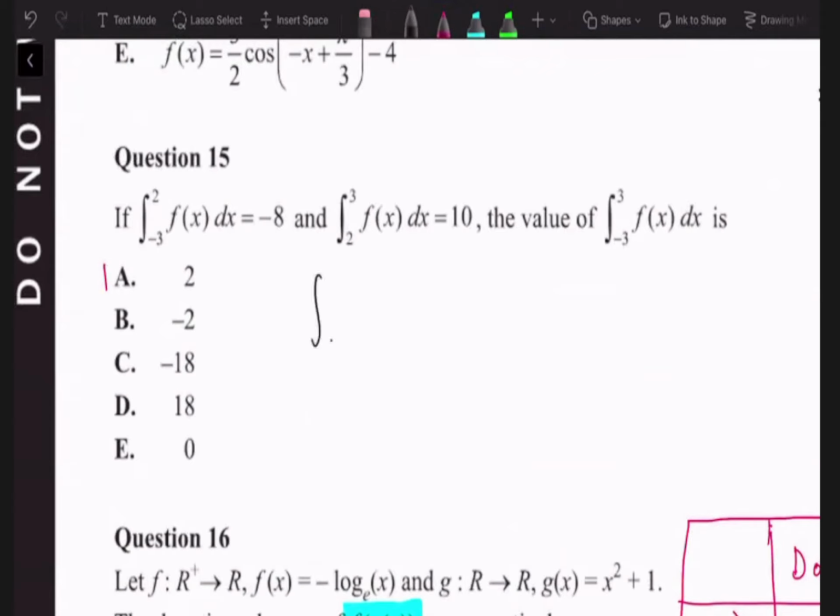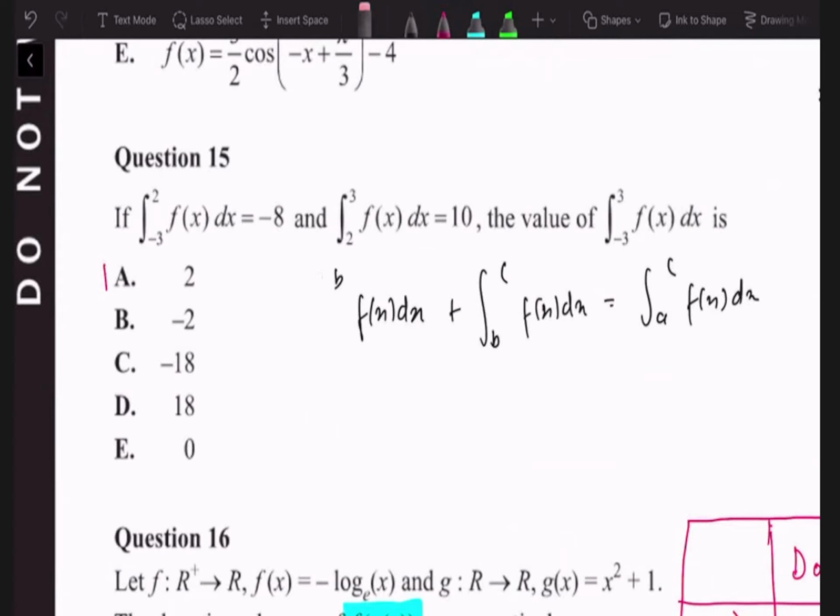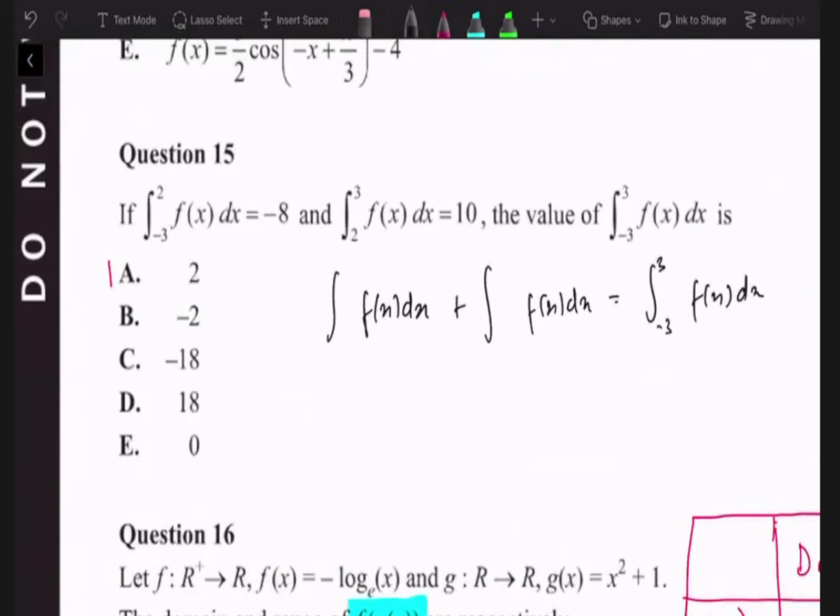So we know the integral from a to b of f(x) dx plus the integral from b to c of f(x) dx is the same as the integral from a to c of f(x) dx. So in this case, we're trying to find 3 to negative 3. So to do that, we're going to need 3 here and negative 3 here. And the number in between would be 2.